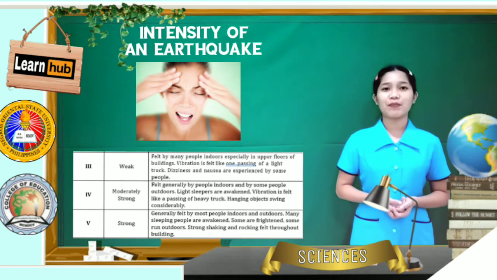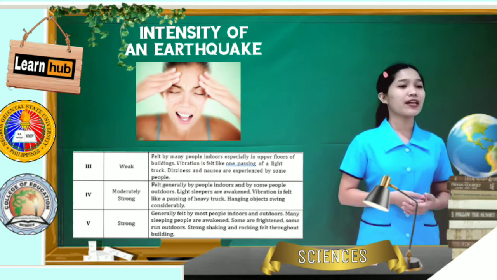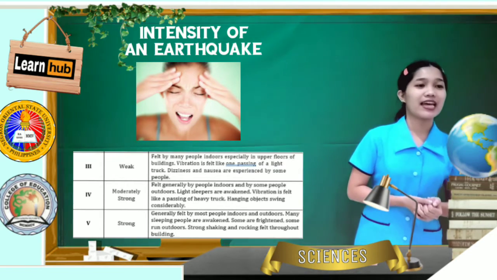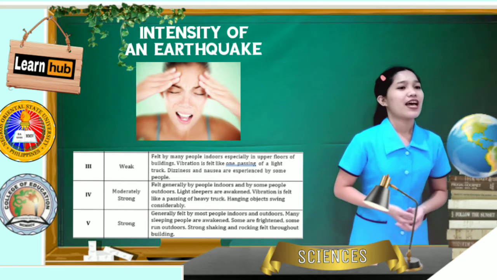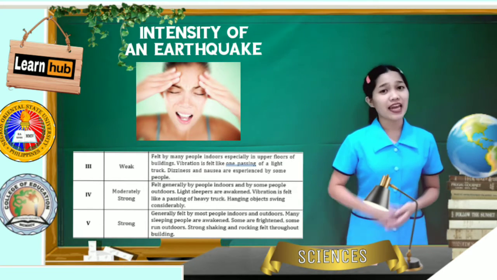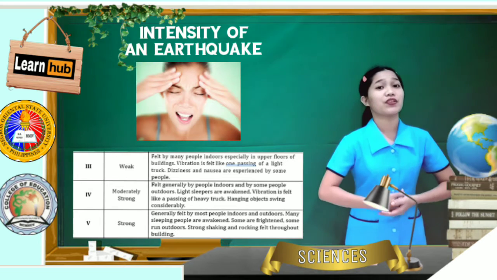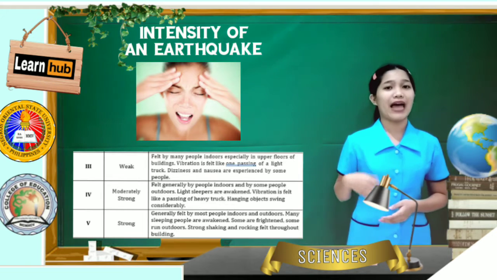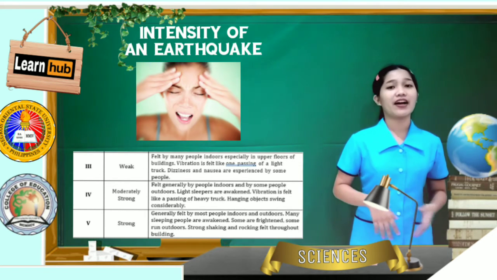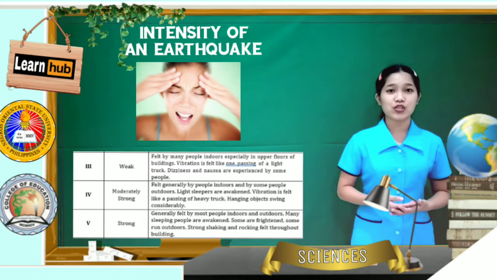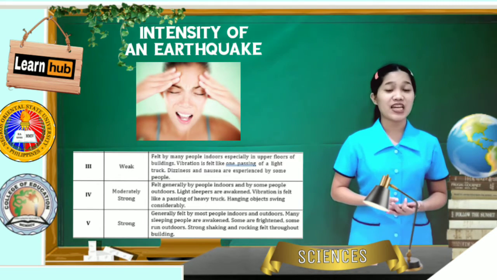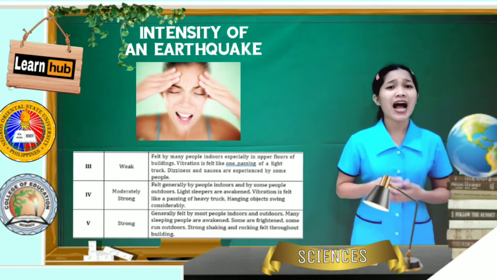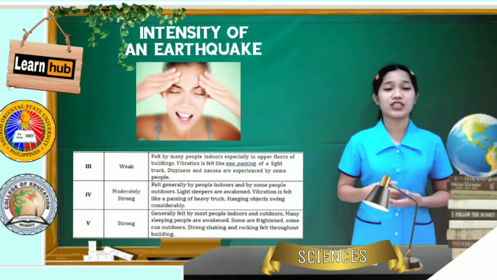So in intensity scale number 4, please read the boy at the back. Yes? Okay. Please read the intensity scale number 4. Thank you. So the intensity scale number 4, its shaking is moderately strong. It is felt by most people indoors and some people outdoors. Light sleepers are awakened, and its vibration is felt like the passing of a heavy truck, and hanging objects swing considerably.